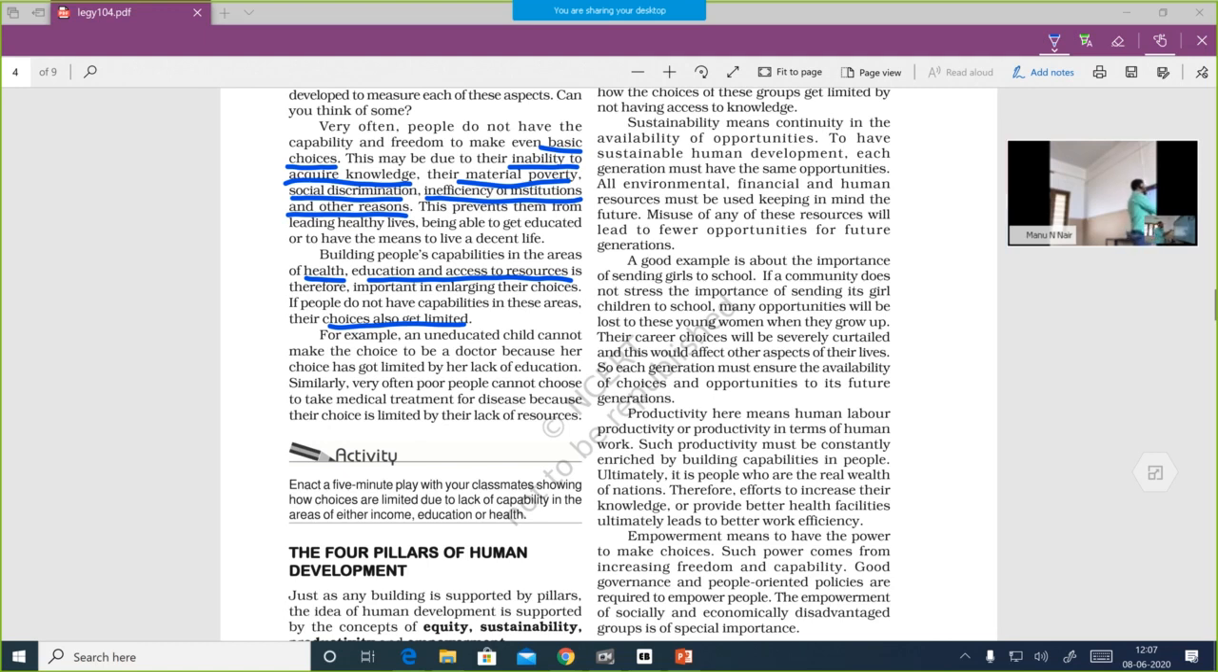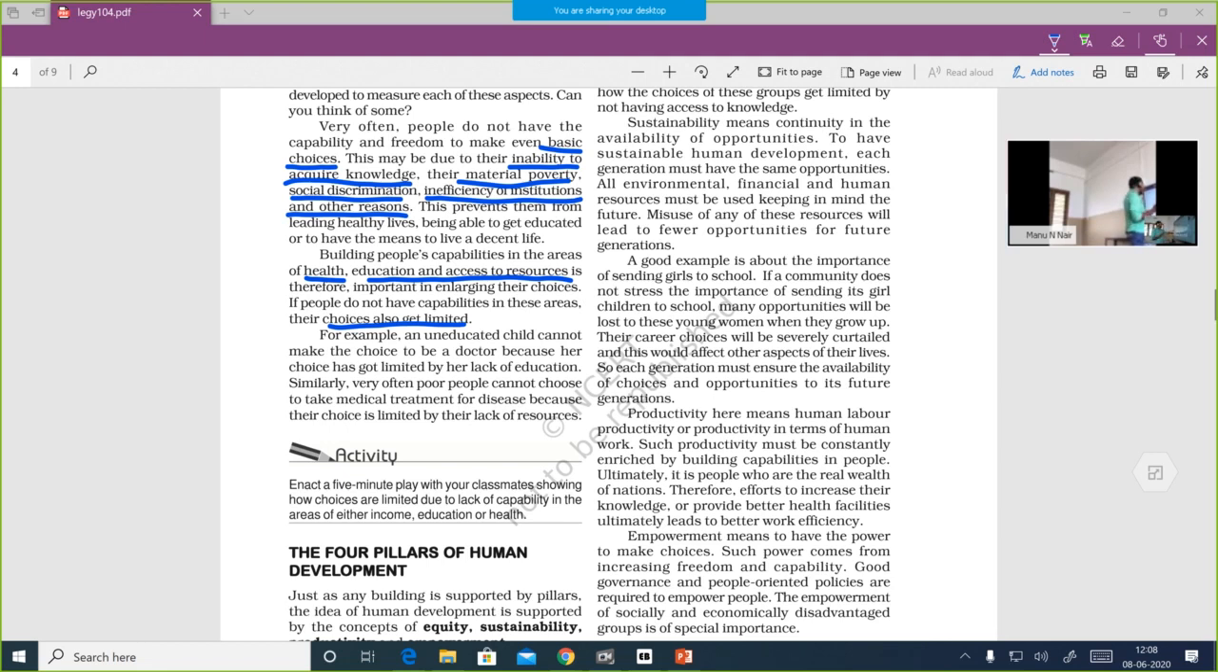So very often poor people cannot choose to take medical treatment for disease because their choice is limited by lack of resources. Many people who are sick, because they don't have that many resources, their income is less, their purchasing power is less. Because of that reason, most of the time when they get sick, they are not able to use the services provided by private agencies. They have to depend upon the government, and sometimes the government is not able to provide those facilities, and they are not able to treat their diseases. This is happening every day, on an everyday basis.